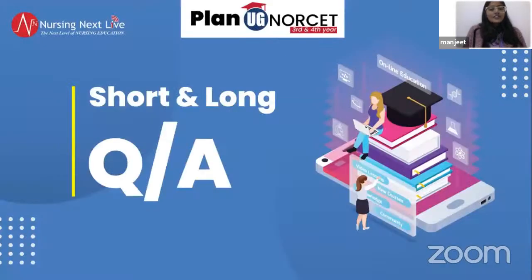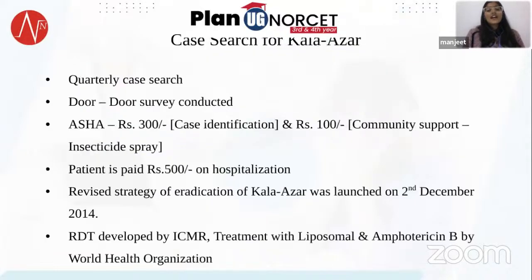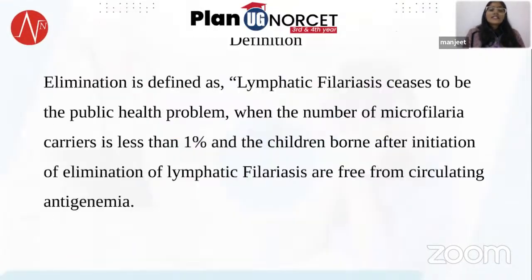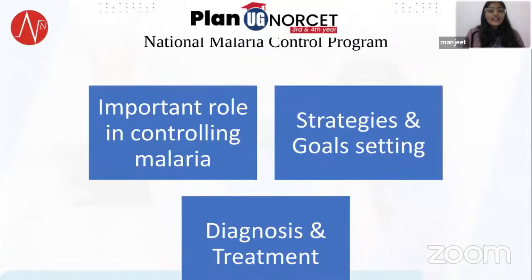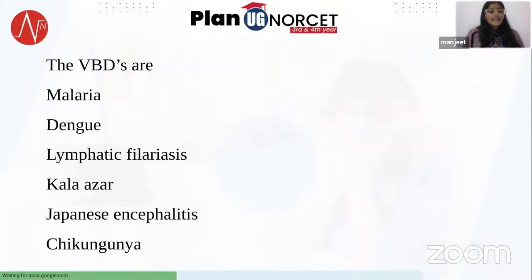Before diving into the short and long Q&A, I would like to request everyone who is watching this session that the only take home message you should take from this one hour class is: What are the six diseases which are covered under the National Vector-Borne Disease Control Program? That is this slide. Six diseases, which ones? Malaria, dengue, lymphatic filariasis, kalazar, Japanese encephalitis and chikungunya.